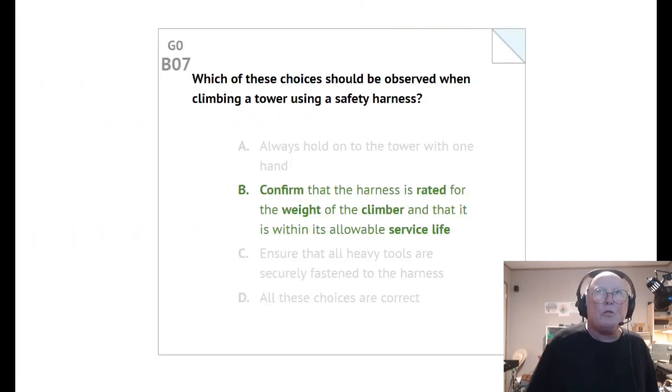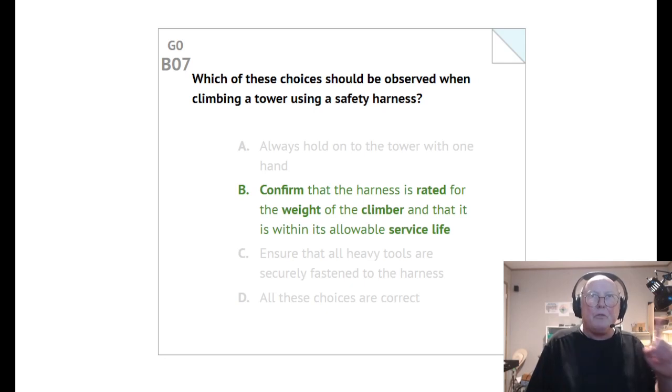Which of these choices should be observed when climbing a tower using a safety harness? Confirm that the harness is rated for the weight of the climber and that it is within its allowable service life. In other words, if you've got a 50-year-old climbing belt and a 55-year-old rope to go around the tower, it's probably not safe. It may look it, but it's going to have some dry rot going on, some things like that.